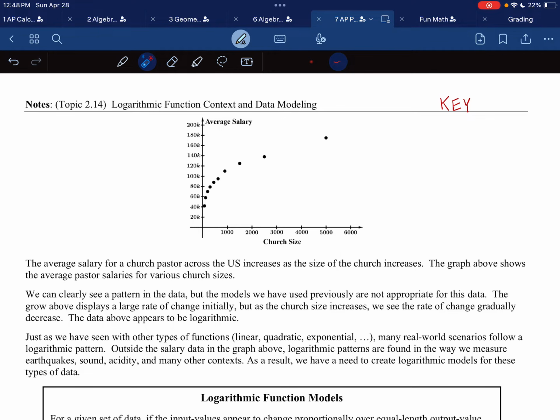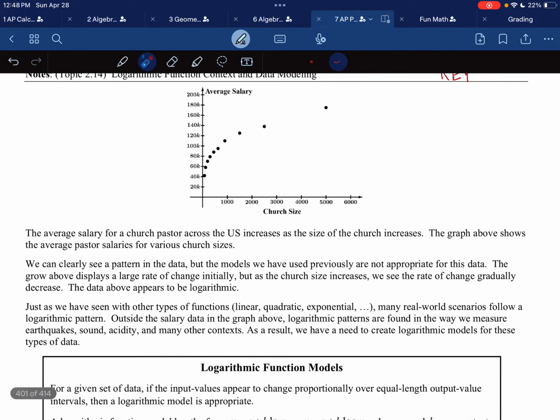This is AP Precalculus. We're on notes for topic 2.4, logarithmic function context and data modeling. We have a cool dot plot up here, and bear with me as we have a bit of reading. The average salary for a church pastor across the U.S. increases as the size of the church increases. The graph above shows the average pastor's salaries for various church sizes.